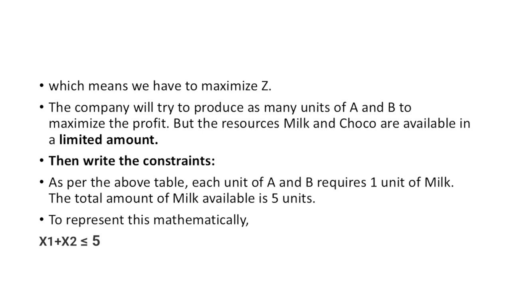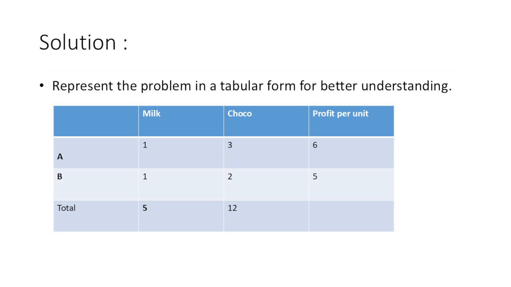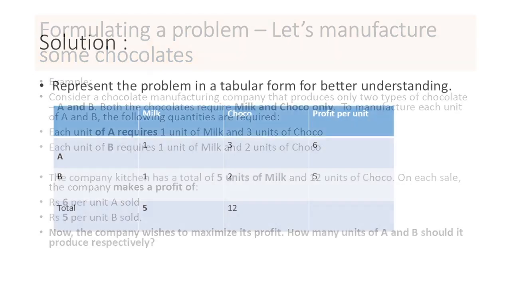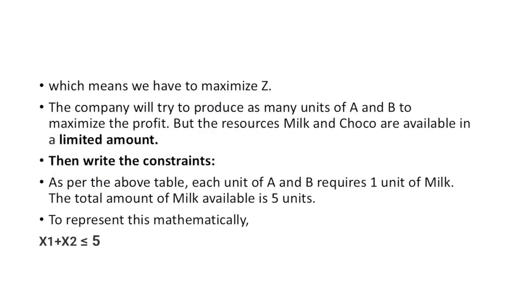As per the above table, each unit of A and B requires 1 unit of milk. The total amount of milk available is 5 units. So to represent this mathematically, with regard to A, 1 unit of milk means 1x1, represented as x1, and for B, 1 unit of milk. So with regard to the milk-related data, we have to represent x1 plus x2 less than or equal to 5. So the total available quantity of milk is 5 units.